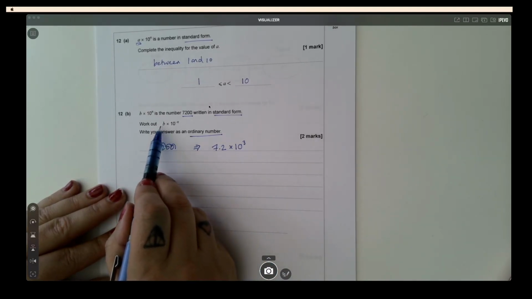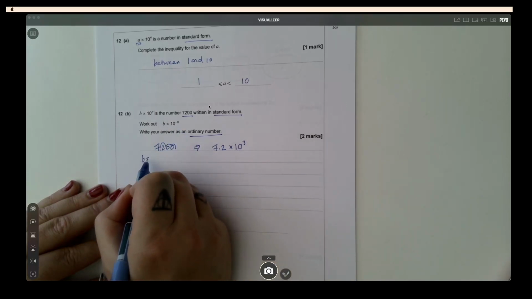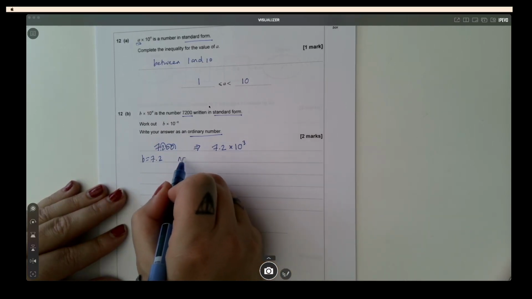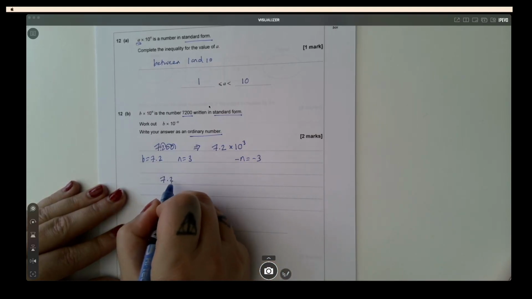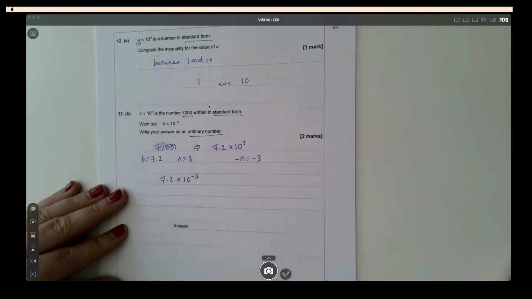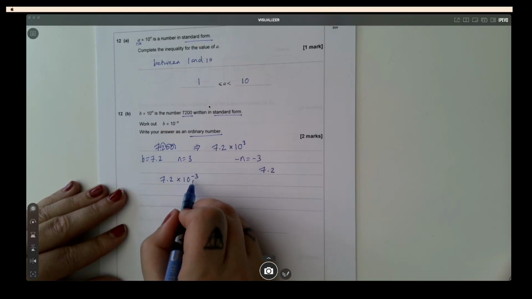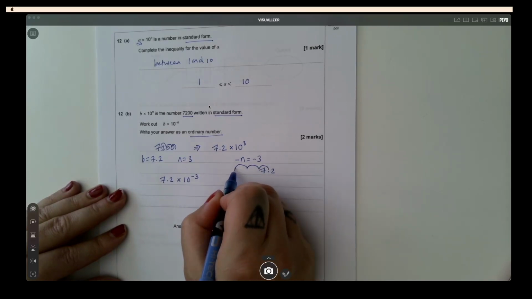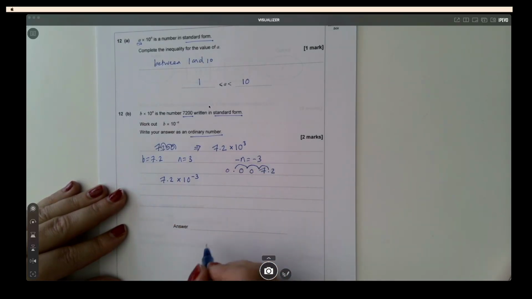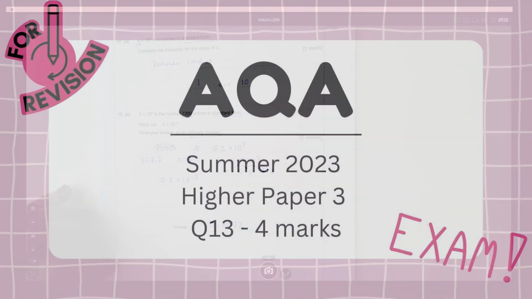But they want us to find B times 10 to the power of minus n. So B is 7.2, n is 3, so minus n would be minus 3. Now we're going to find out 7.2 times 10 to the power of minus 3. The way we're going to do this is you've got 7.2, and we need to move all of our numbers 3 places: 1, 2, 3. So actually it's 0.0072. Remembering that negative powers in standard form move in the opposite direction.